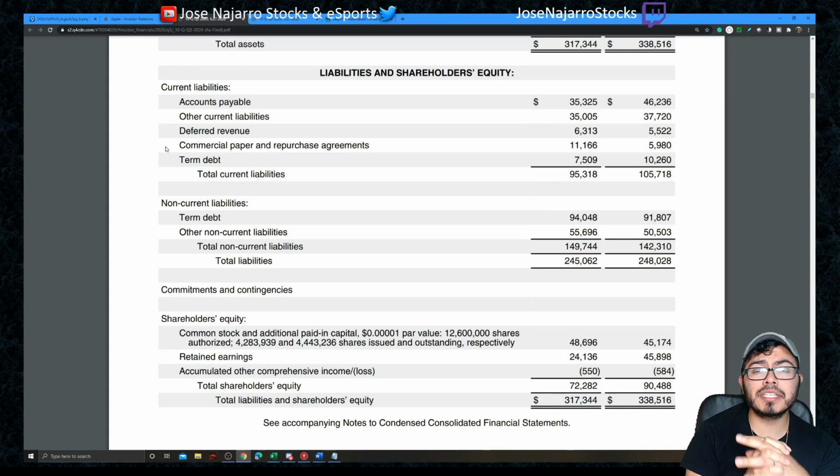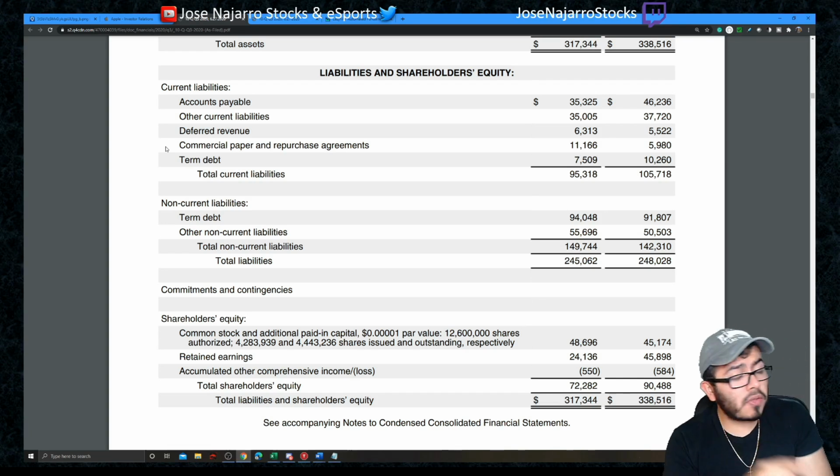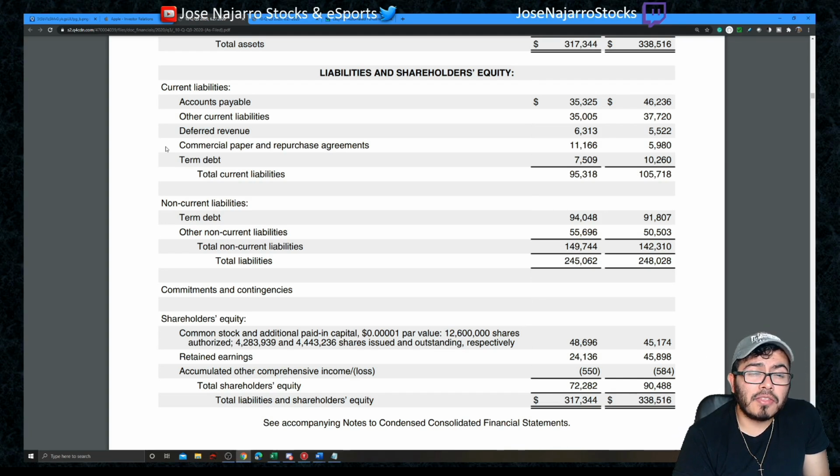Other current liabilities here, if they have some form of lease on some of their buildings, you might see that here that they need to pay soon. Deferred revenue. This is one of my favorite things to look at. And deferred revenue, what I consider is pretty much a fake liability. So deferred revenue is when a company, for example, has a subscription service.